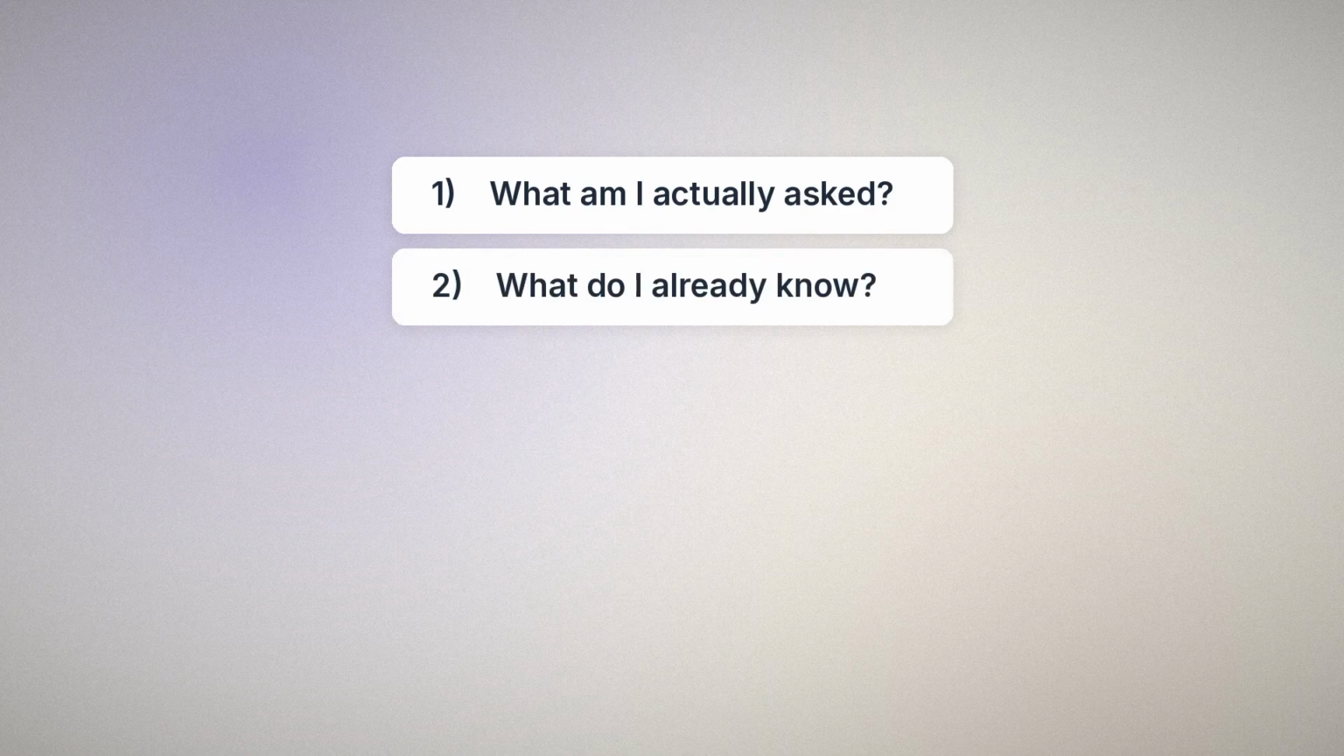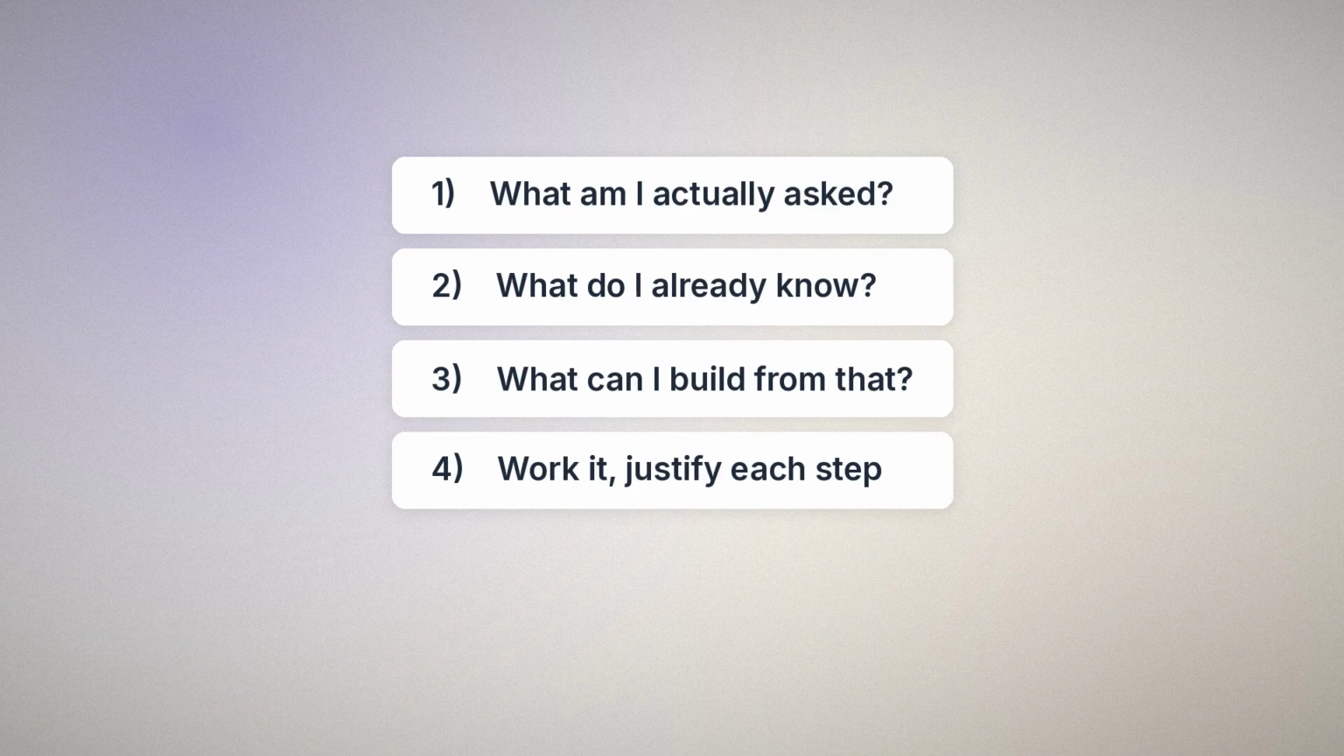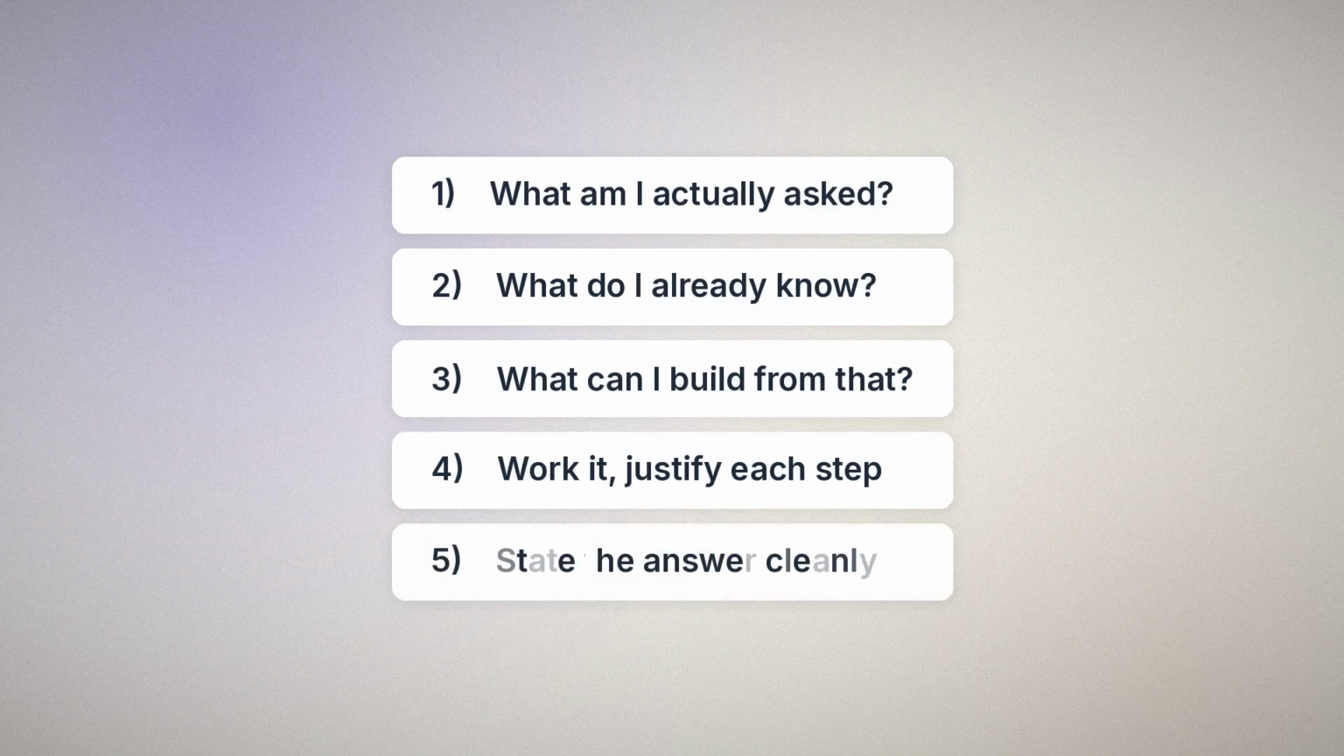Now let's tie this all together. Remember that fixed structure? Now here's the checklist that you can use whenever you're stuck on a question where you're thinking, where do I even start? Use this and hopefully it helps you out a little bit. Number 1, what am I actually asked? Number 2, what do I already know? Number 3, what can I build from that? 4, work it. Justify each step in your head. 5, state the answer cleanly.